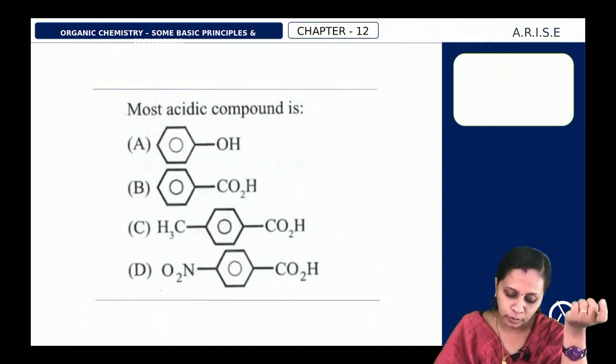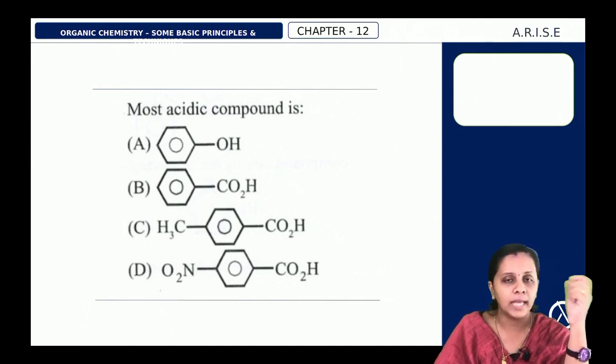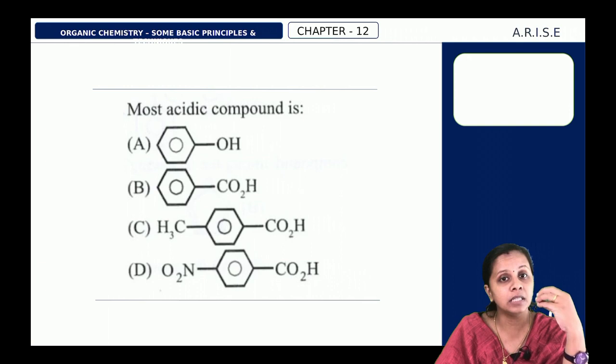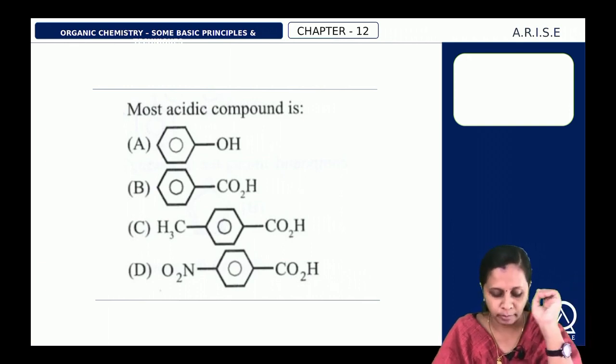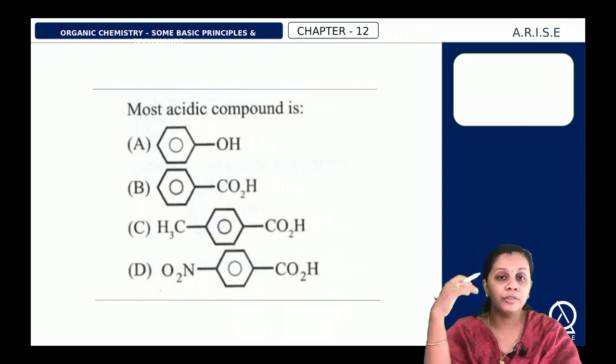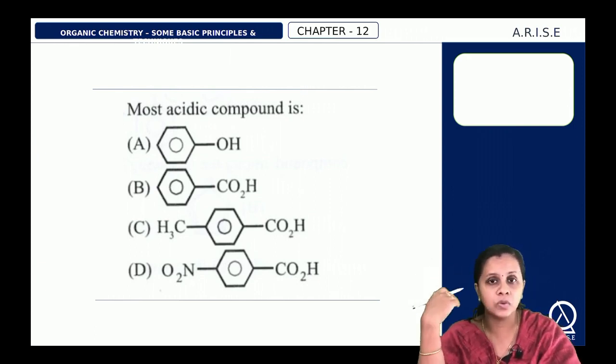Then you have to find out which is the most acidic compound. Acidic compound means which has the tendency to release H plus, or which compound makes the OH bond more polar, can be considered the most acidic. The first one is phenol, the second one is benzoic acid, and C and D are substituted benzoic acids. When you consider phenol and benzoic acid, obviously benzoic acid is more acidic than phenol, because of stabilization of the carboxylate ion by resonance.